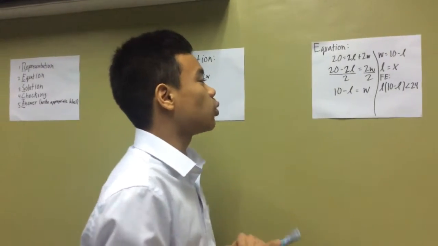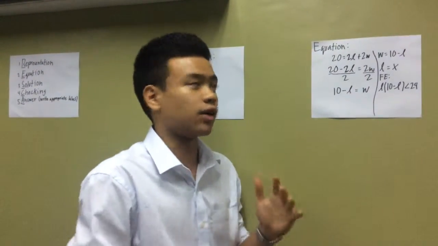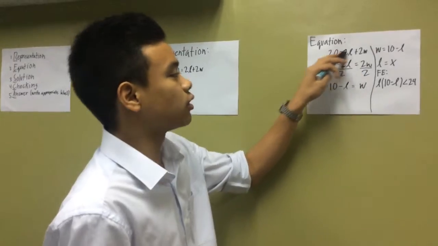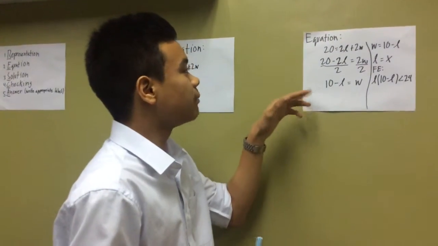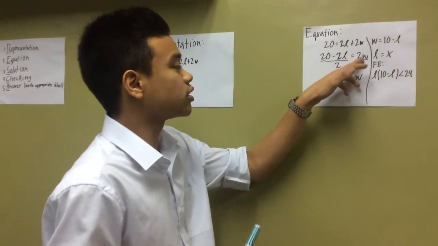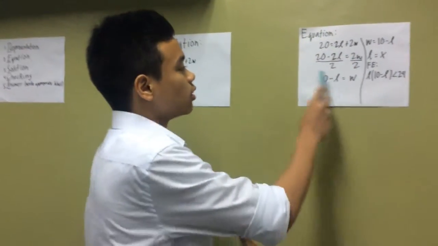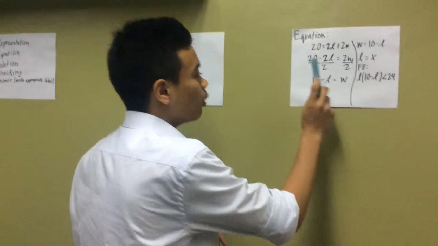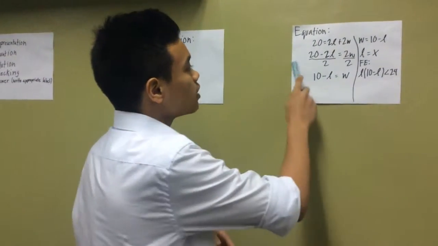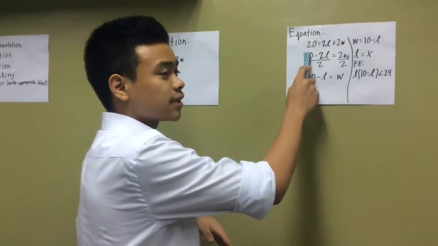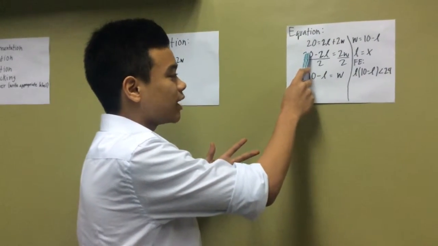So 20 equals 2 times length plus 2 times width. In this one, you have to isolate the variable first. So width equals... I put length to the other side, we made it negative. So 20 minus 2 times length equals 2 times width. What we do now is we divide both sides by 2 to isolate width. So 20 divided by 2 is 10.